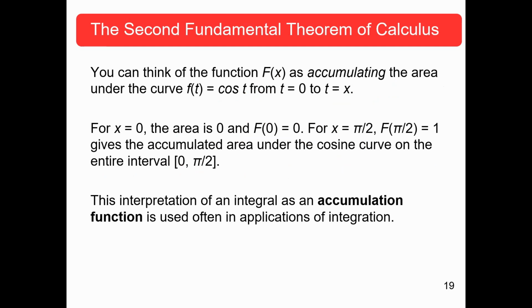Now you can think of that function F of x as accumulating the area under the curve f of t equals cosine t from time t equals 0 to time t equals x, right? So for x equals 0, the area is 0. F of 0 equals 0, okay? But for x equals pi over 2, that means we're looking for F of pi over 2, which was 1. And that was the accumulated area under the cosine curve on that entire interval. So this interpretation of an integral as an accumulation function is often used in applications of integration.